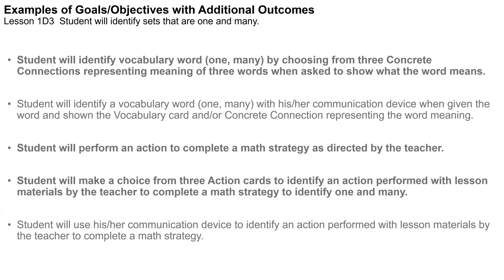These lesson objectives focus on identifying vocabulary and actions, as well as perform an action to complete a math strategy. Student will identify vocabulary word, in parentheses, I noted one and many, by choosing from 3 concrete connections representing meaning of 3 words when asked to show what the word means. Student will perform an action to complete a math strategy as directed by the teacher. Student will make a choice from 3 action cards to identify an action performed with lesson materials by the teacher to complete a math strategy to identify one and many.